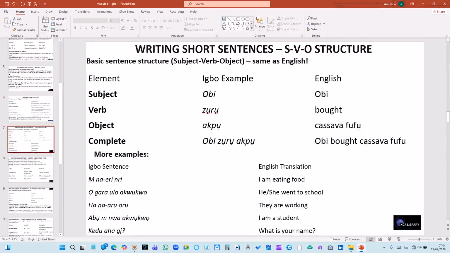Having known that, let us look at writing short sentences. The structure: subject, verb, object structure. Basic sentence structure includes subject, verb, object. That is as simple as that of English.